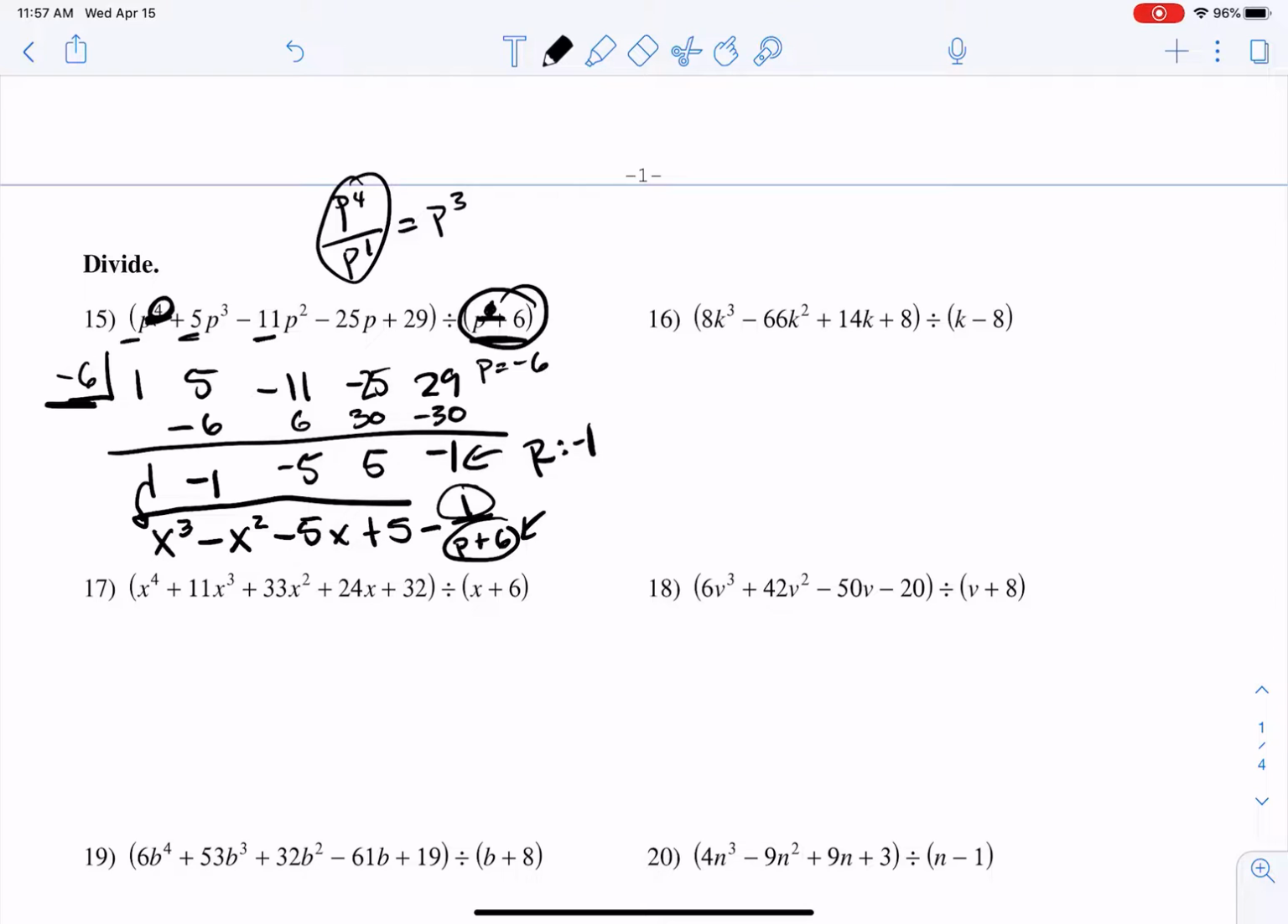For now, I just need you to understand that if there is a remainder, that means this is not a factor. It is not a root. So that is the key part here. And then I need you to understand how to do all this synthetic division.